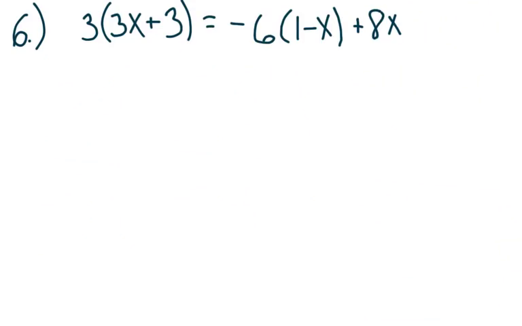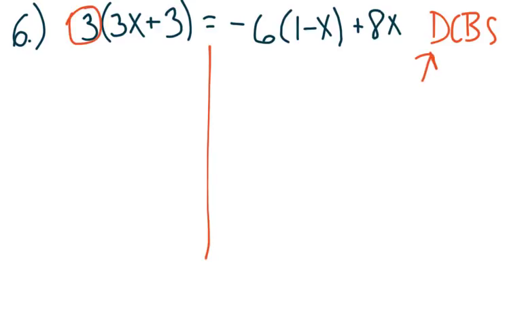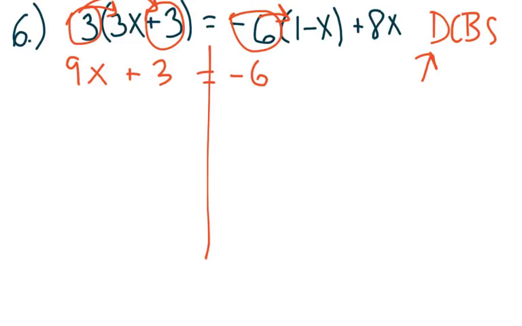For number 6, we've got this multi-step equation. Distribute, combine like terms, bring all variables to one side and solve. And we can definitely distribute. So first we have 3 times 3x, which gives us 9x. Then we have 3 times positive 3, which gives us plus 3. Next we have negative 6 times 1, which is negative 6.